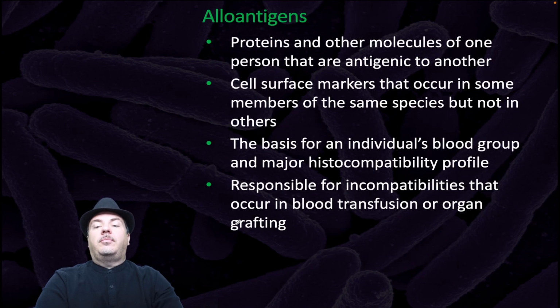Alloantigens are proteins and other molecules of one person that are antigenic to another. They are cell-surface markers that occur in some members of the same species but not in others, the basis for an individual's blood group and major histocompatibility profile. They're responsible for incompatibilities that occur in blood transfusion and organ grafting.